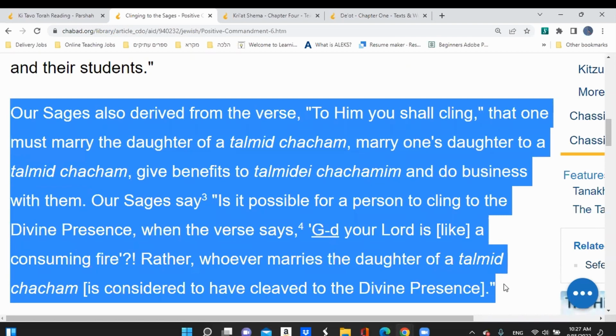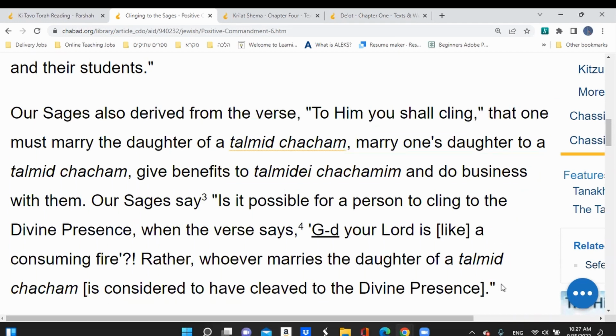No. Yes, no. Our sale is also derived from the verses: "To him you shall cling." That one must marry the daughter of a Talmid Chacham. A Talmid Chacham means someone who is a student of the sages. Talmid means student. Chacham is a wise person.